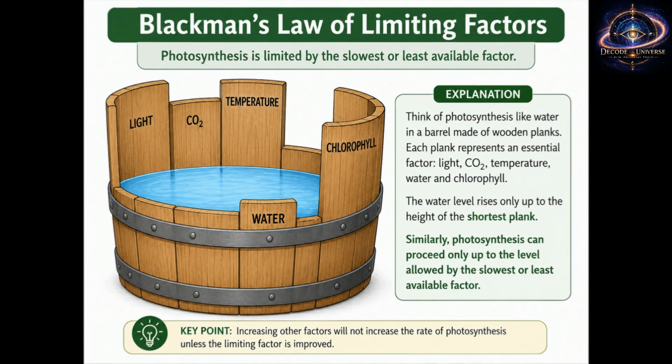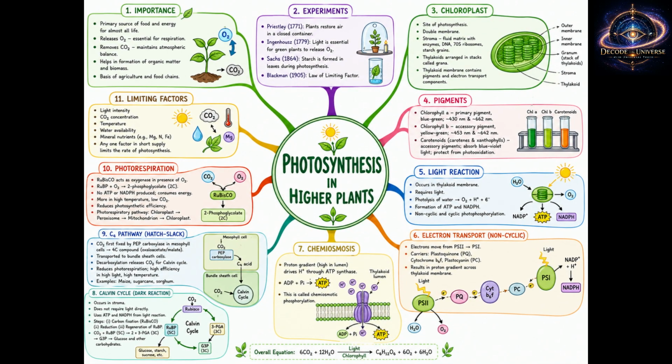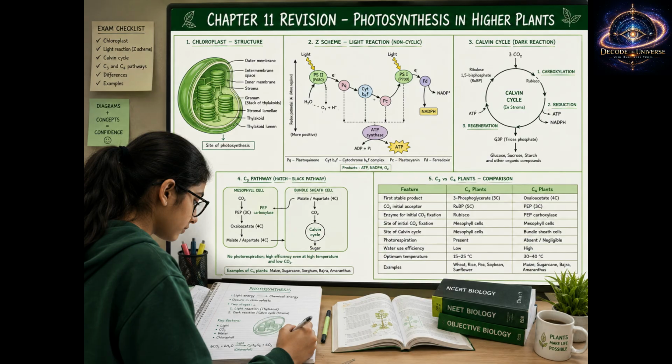Q18. What is photorespiration? Photorespiration is a wasteful process in C3 plants where RuBisCO binds oxygen instead of carbon dioxide, reducing photosynthetic efficiency. Q19. Why do C4 plants have higher productivity? C4 plants avoid photorespiration by increasing CO2 concentration around RuBisCO, so they are more efficient in hot and dry climates. Q20. What factors affect photosynthesis? Light intensity, carbon dioxide concentration, temperature, water availability, and chlorophyll content affect photosynthesis.